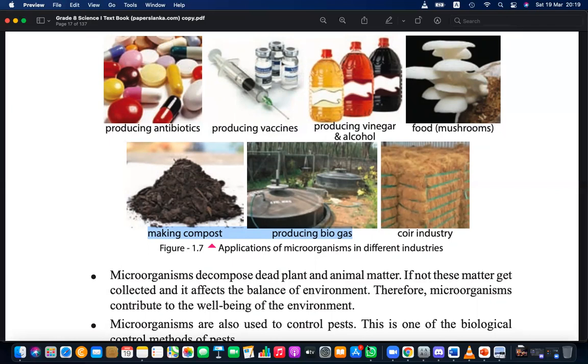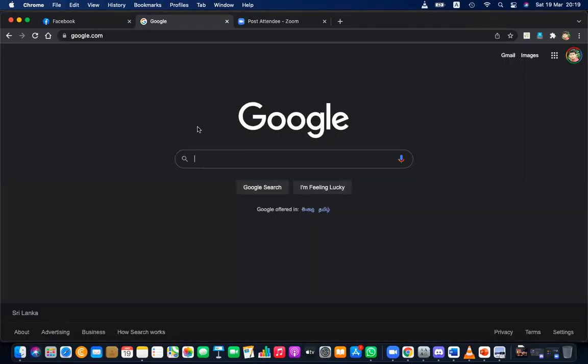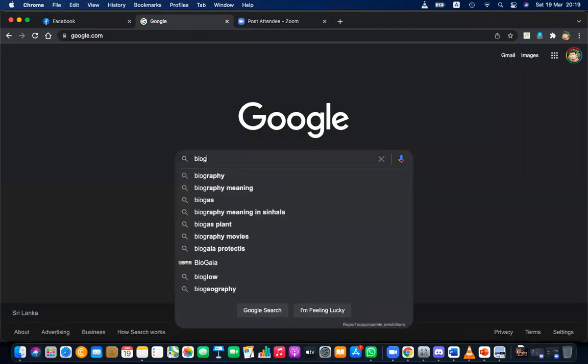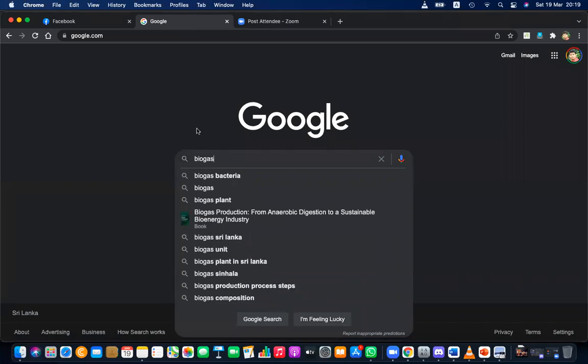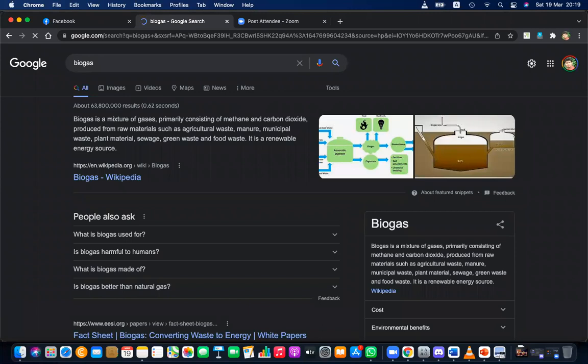I was just wondering, because this gas issue is there in Sri Lanka nowadays. So I went and searched what can be done. Then I found a nice video that I can show you, in which you can produce biogas to light up gas cookers. Right. So let's see how it happens.